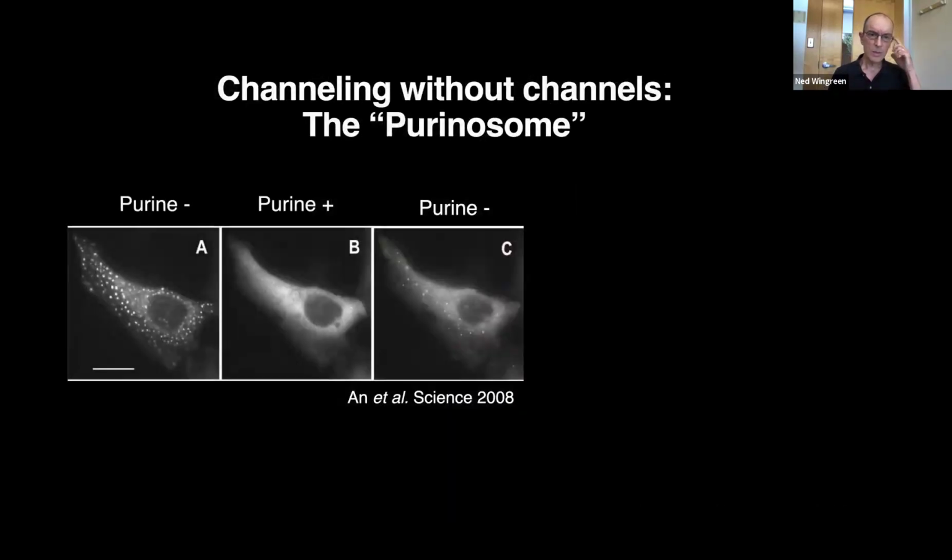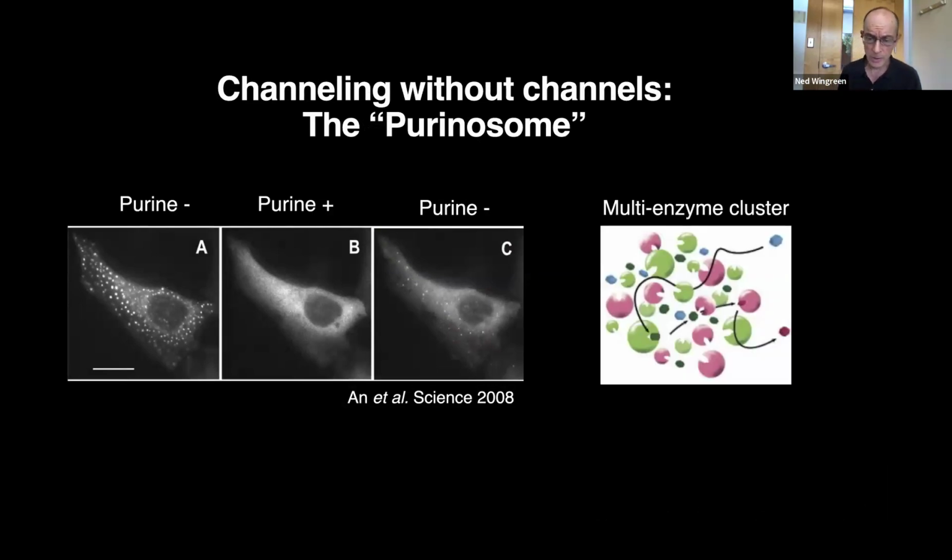And the answer seems to be that you can get channeling without channels. And here's the example, again, the pyrenosome, where you find these clusters of many copies of these enzymes clustered together. And the idea is that a substrate diffuses into this cluster, it gets processed by the first enzyme and released, and then it diffuses around, but it's diffusing around in the vicinity of a very high density of the next enzyme in the pathway. And so before it escapes, it's very likely to be processed by one of these second enzymes, not necessarily the one that was closest to the first enzyme that actually processed it.